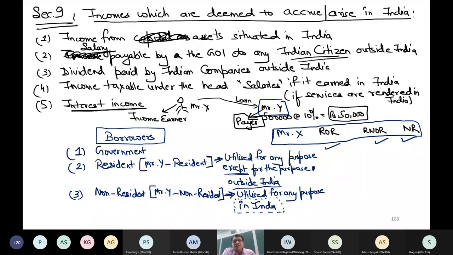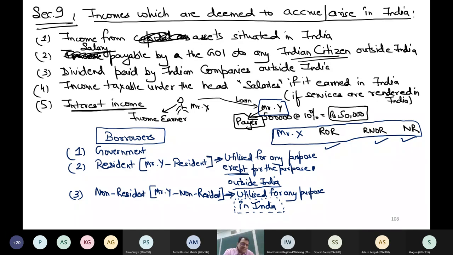Then if it is not treated as deemed to accrue or arise in India, then what? What will happen after that, I am not going to discuss right now with you. For the time being, my purpose is to simply tell you which incomes are deemed to accrue or arise in India, and which incomes are not deemed to accrue or arise in India. That's it. What will happen after that is another question. That is another stage.